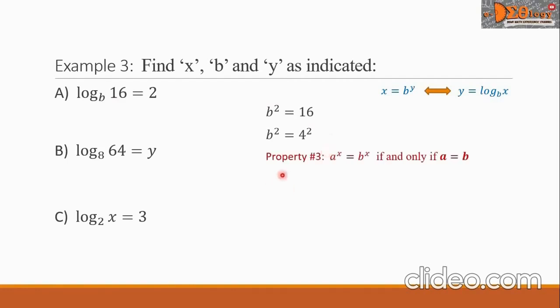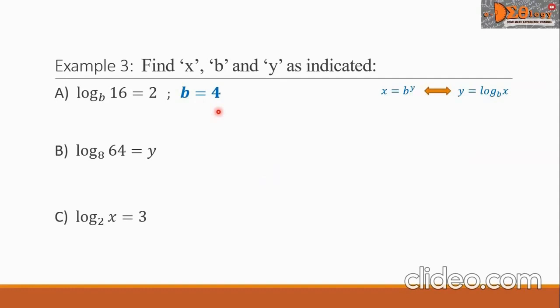And then I'm going to use a property of exponential function. I remember there is property number 3 that says a raised to x equals b raised to x if and only if a equals b. I can see here that the exponents are the same. So it means I can simply copy the b down here equals 4. So I have here b equals 4, and this is my answer for letter A. It means the value of b equals 4. I will just copy this answer opposite letter A.